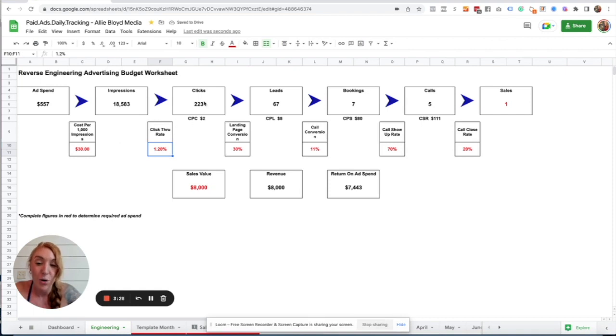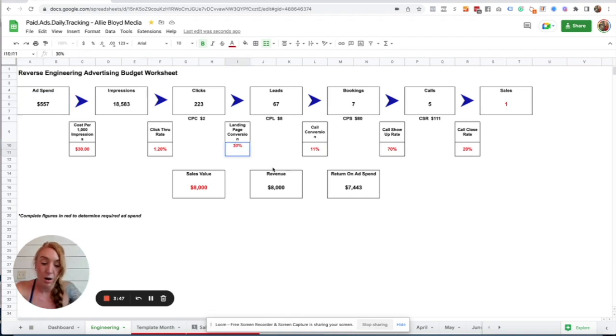So now we're going to a $2 cost per click. We're able to get more leads, and ultimately our return on ad spend has increased and our daily required ad spend has decreased as well.